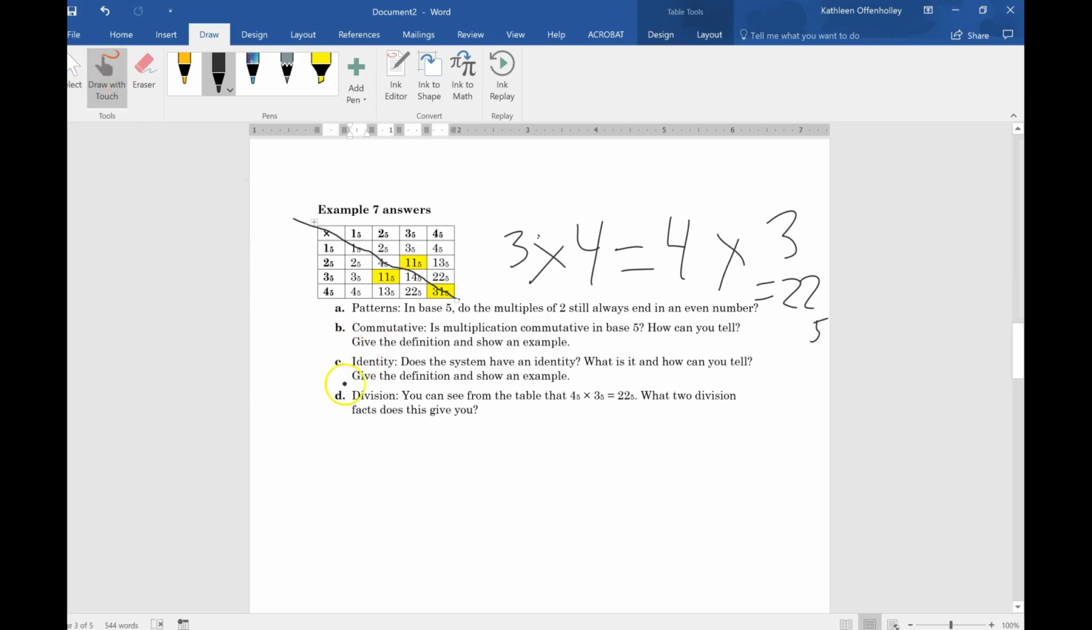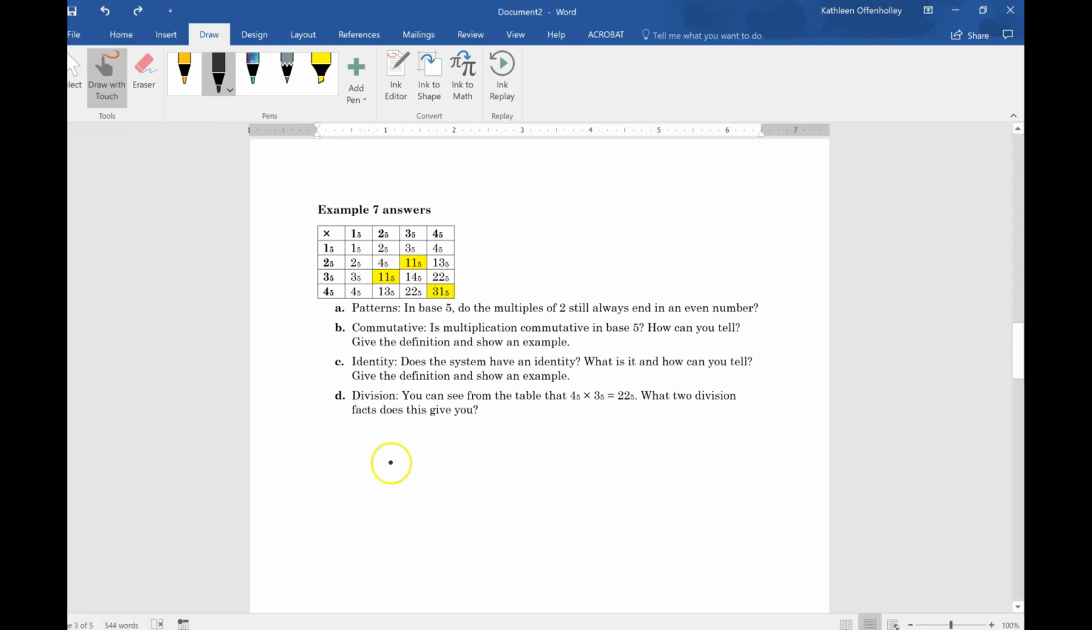Now what about the next question, the question of identity? Do you remember what identity means? The identity is a number where if you multiply any number A times your identity, it's going to give you what? It's going to give you your original number back. So here's A, you're going to get A back.